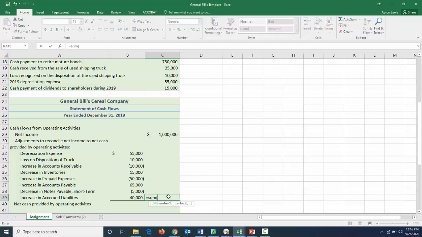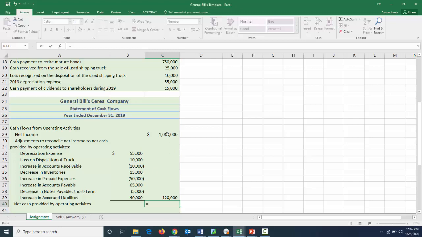So what we're going to do is just find the sum of all of the numbers that are in the left-hand column and place it to the right of our last line item. That's $120,000. So our total amount of adjustments we need to make is to adjust net income up by $120 grand.